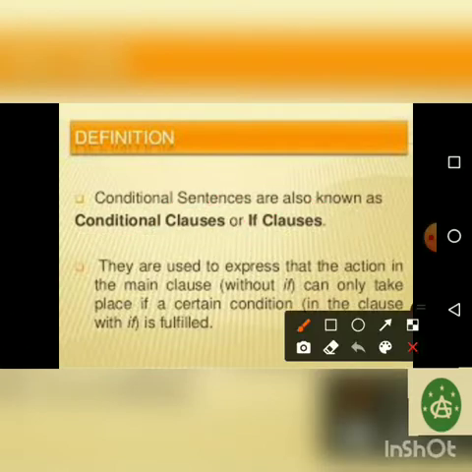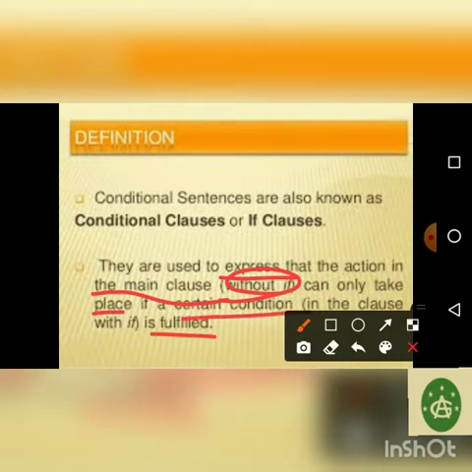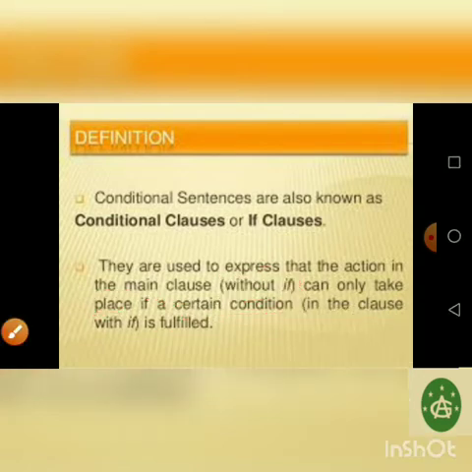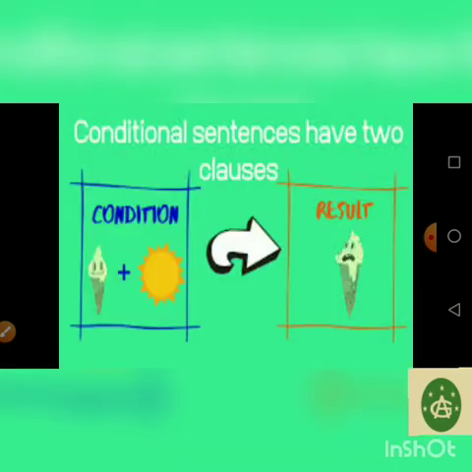They are used to express that the action in the main clause, this means without if, the main clause which is without if, can only take place if a certain condition is fulfilled, which is given in the clause with if. The word if must be there. Condition is given with if, okay, and the action is taking place without if. A little confusing? Okay, let's talk about it more.